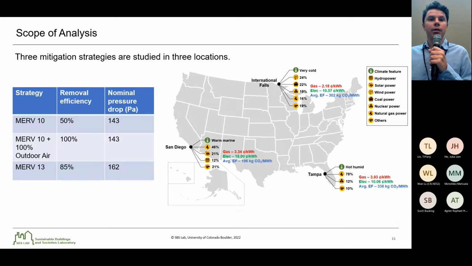And then we studied these strategies for 3 locations across the US with varying climate zones, as well as varying electricity sources. So for example, we have the very cold climate of International Falls, which relies on fossil fuels like coal and natural gas for electricity generation, but still uses some renewable energy as well. And then the hot humid climate of Tampa, which uses significant natural gas. And then a milder climate in San Diego, which is able to utilize some natural gas, but also more solar and wind energy, and has the lowest emission factor.